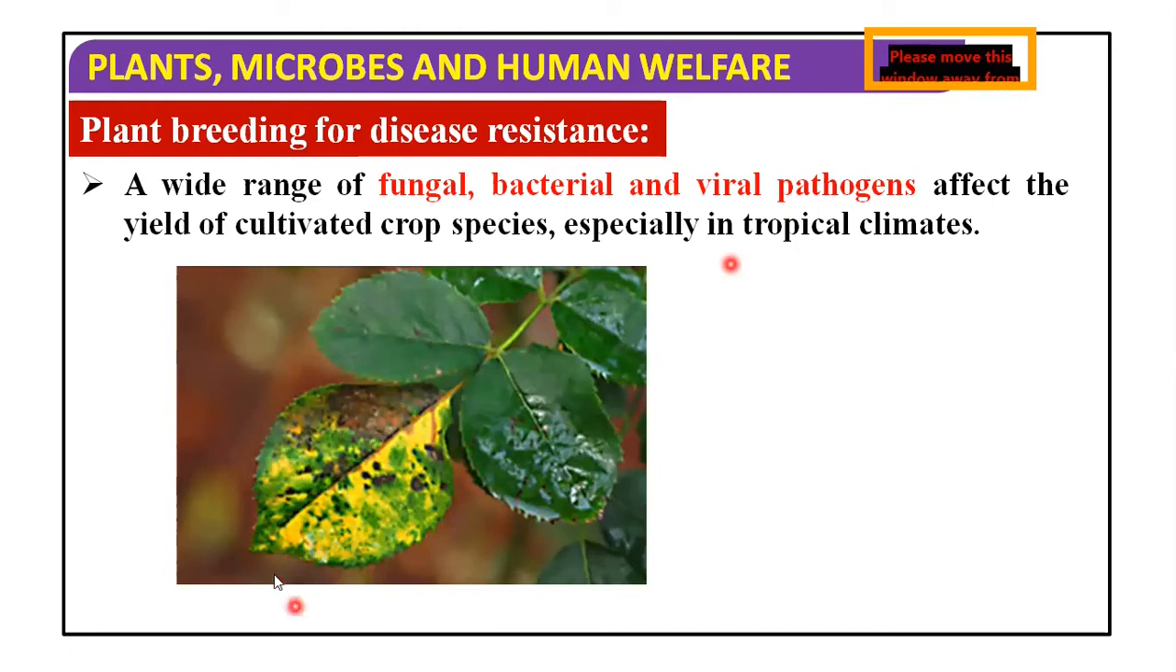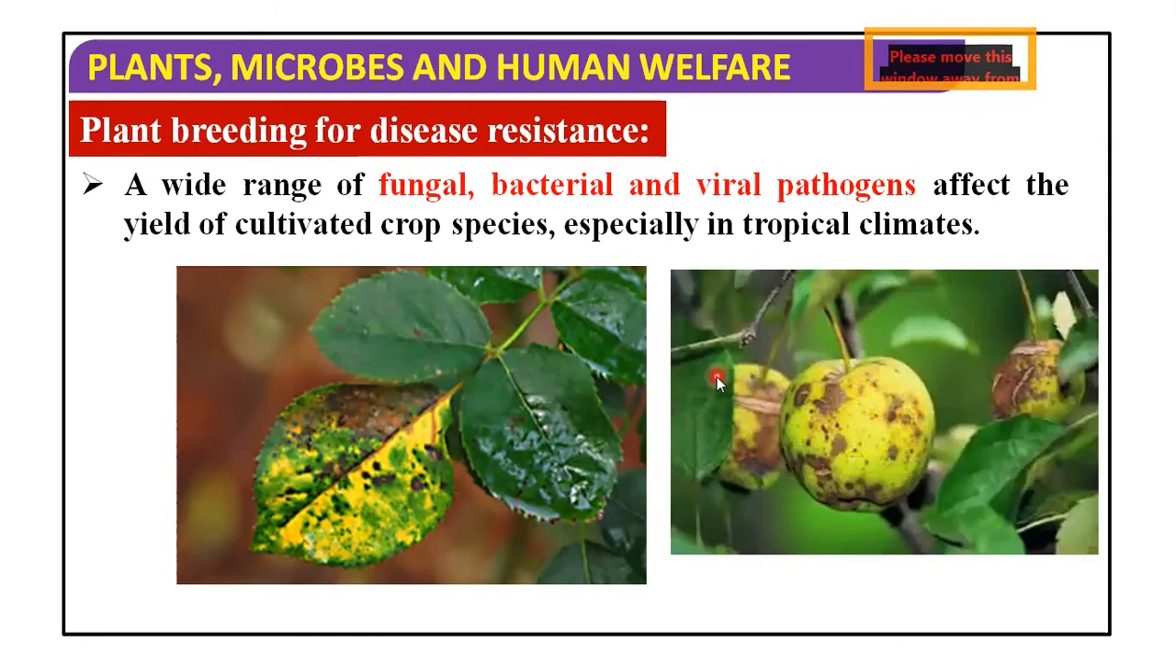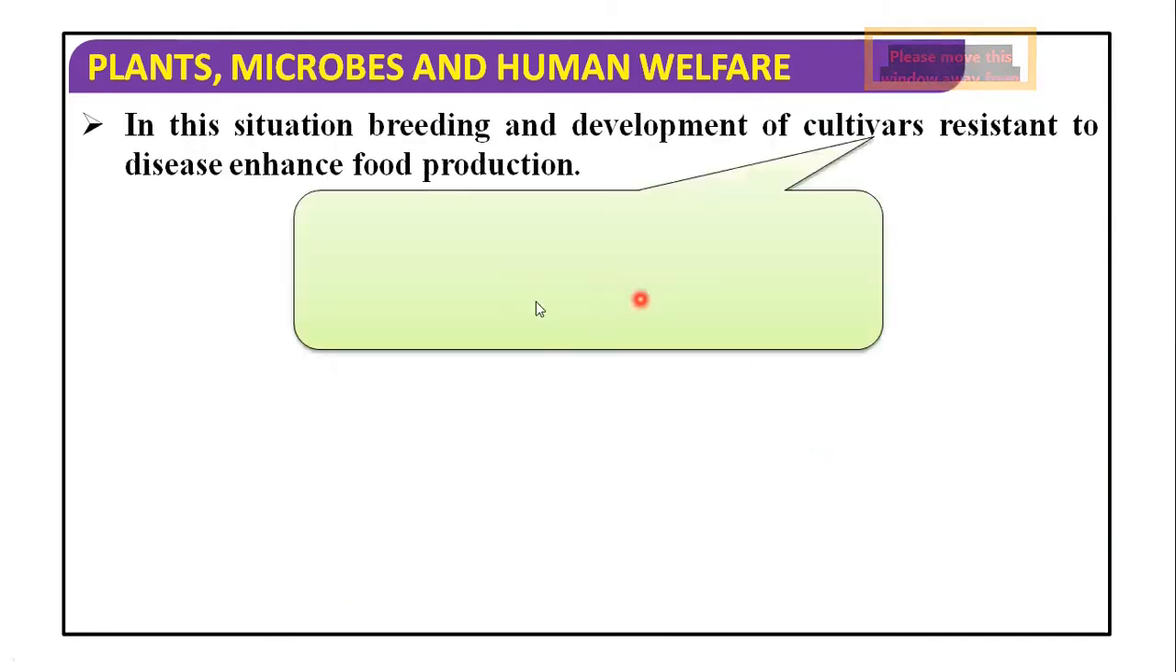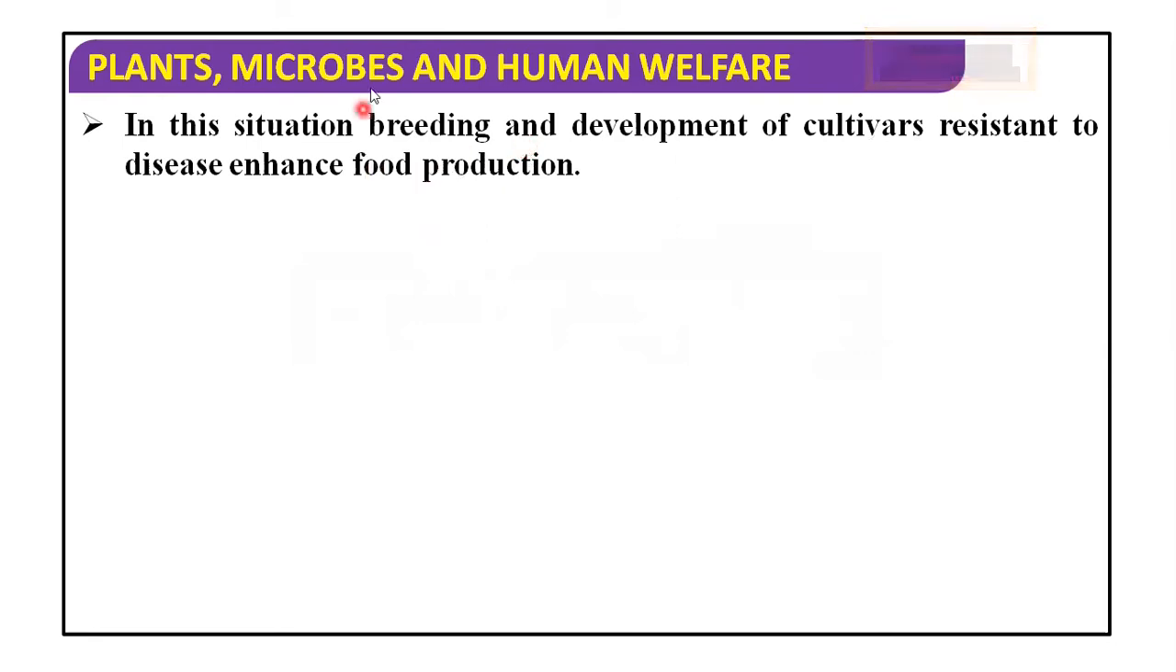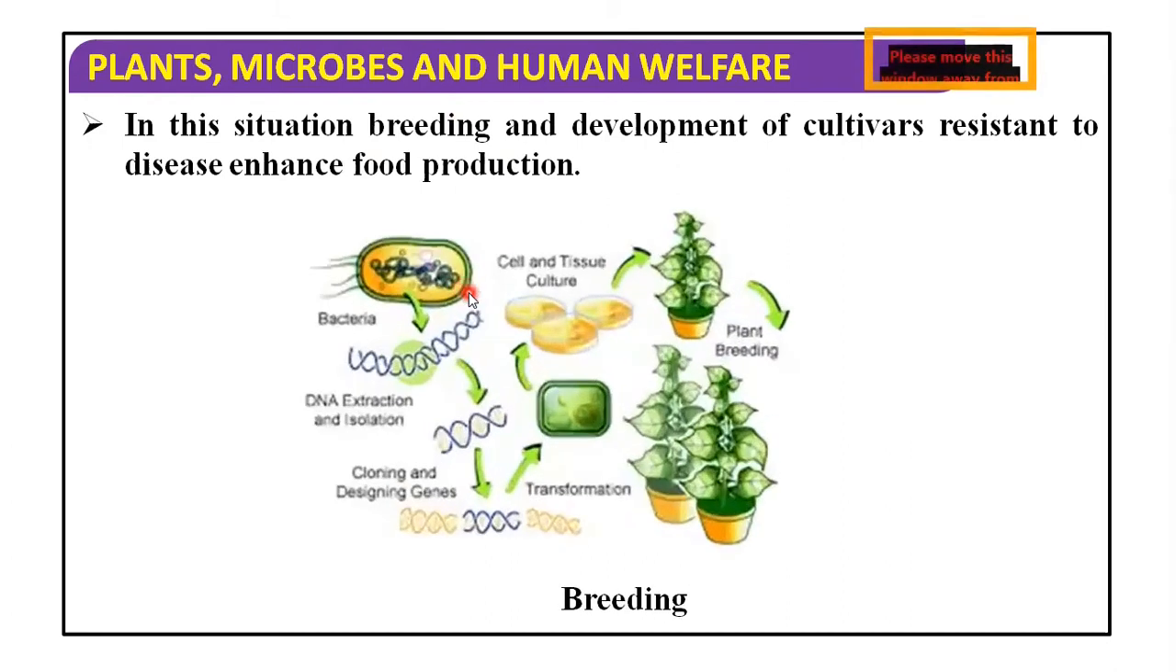Now this is a disease which affects plants, and this is the citrus disease which affects the citrus plant. In this situation the helpful methods are plant breeding and the development of cultivars which are resistant to the disease. This will enhance food production, giving more food in larger quantity, which is what we want.